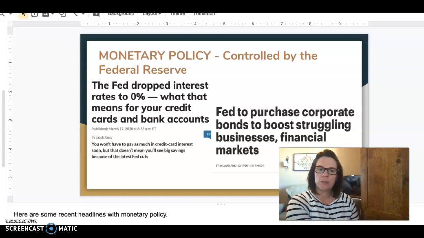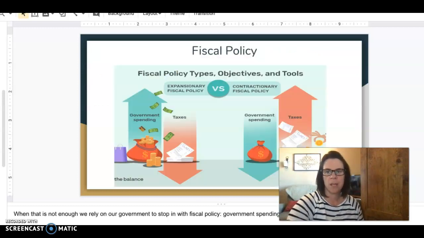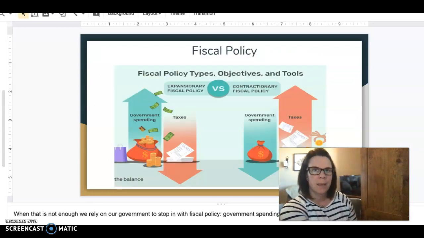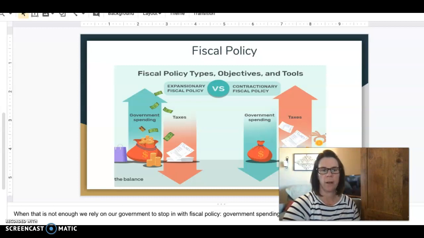So we also have to rely on the federal government, our president and Congress, to use fiscal policy. If you remember, fiscal policy is to increase government spending and decrease our taxes. And this will help us lessen the impact of our recession. So increasing taxes and, I'm sorry, I said that wrong. Increasing spending and decreasing taxes is what happens in expansionary policy.